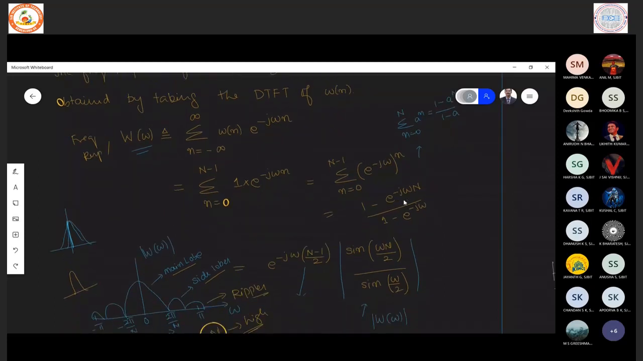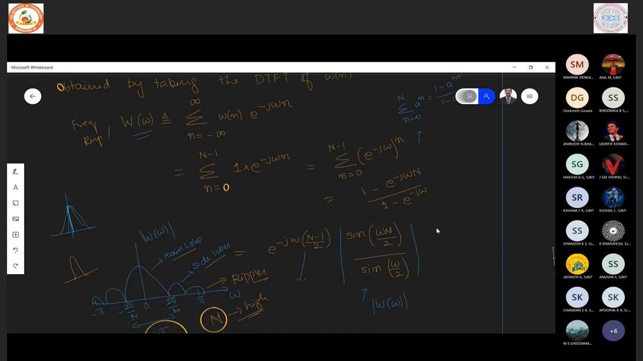And further, like we did for the impulse response in the previous derivations, we can take e power of minus j omega times N minus 1 common, in both numerator and denominator. When you take common, you get e power of j theta minus e power of minus j theta divided by 2j, which is called sine of theta. So the numerator becomes sine of omega N by 2. The denominator in a similar fashion becomes sine of omega by 2.